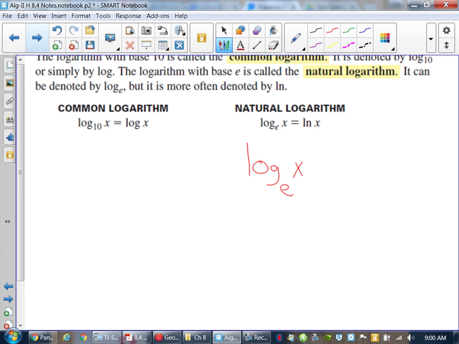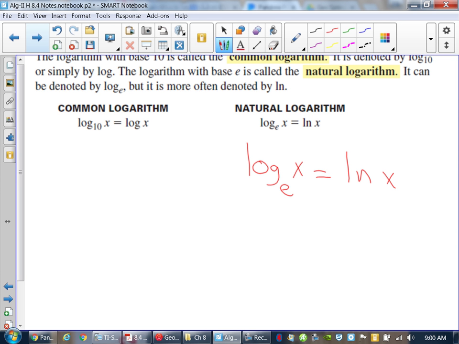Anyway, so these two mean the exact same thing. Anytime you see the lettering natural log ln of x, it can be rewritten as log base e. Okay?